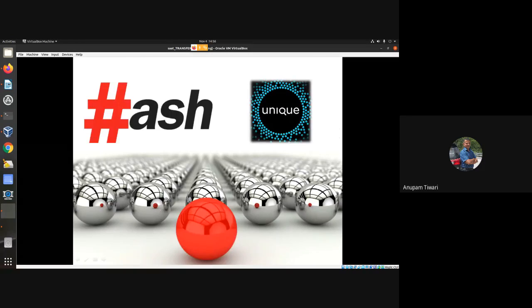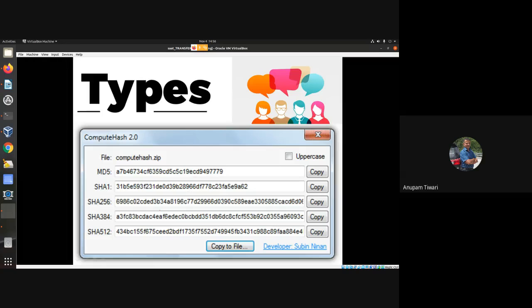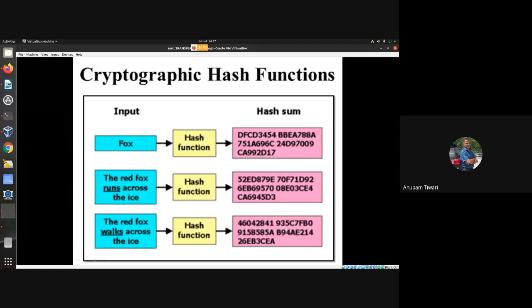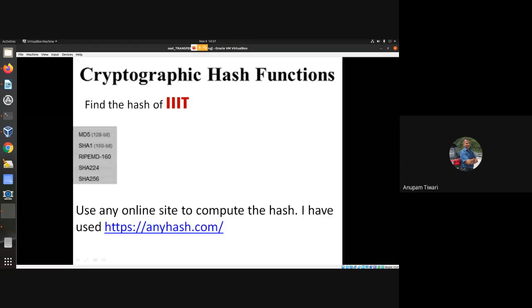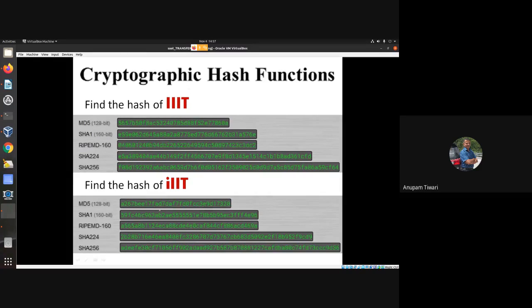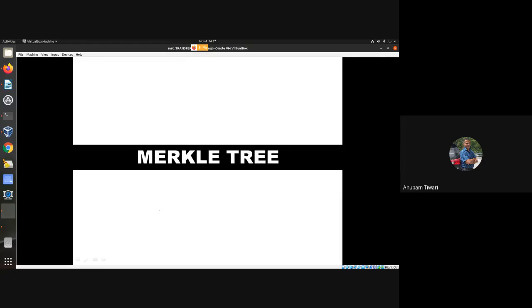So concept 2, hash. I will not say much on this. We all know various types of hash, and SHA-256 is one of the major hashing algorithms used in Bitcoin, apart from many others. This is as simple as the triple IT hash. If I take various hash algorithms, MD5, SHA1, and I make a little change, changing the capital I to a small i, the entire hash changes. That basically is the foundation, one of the very basic technologies used in the blockchain.